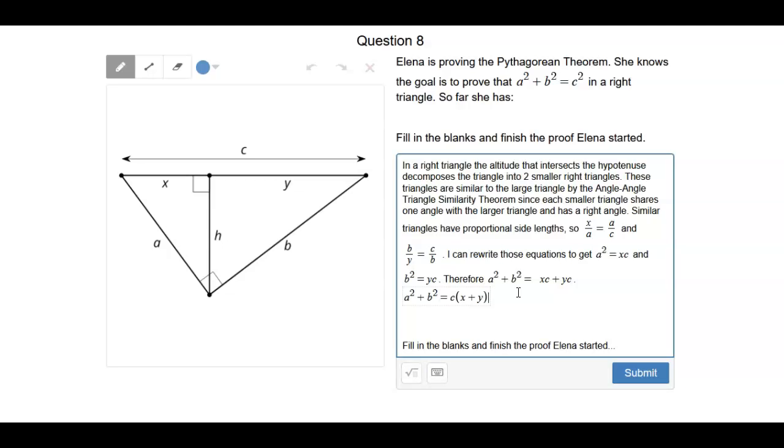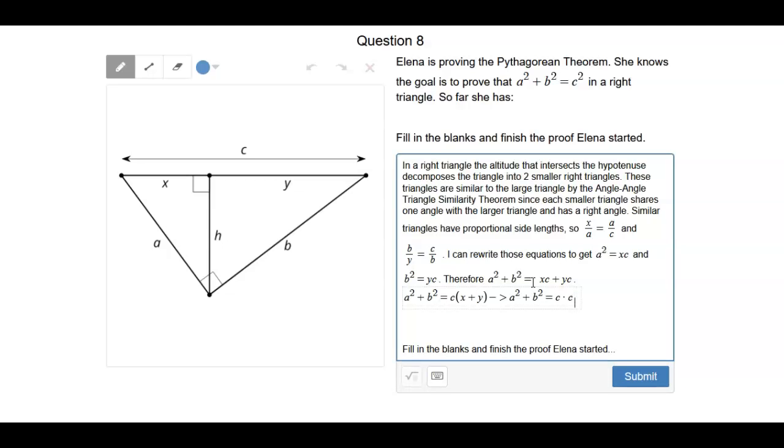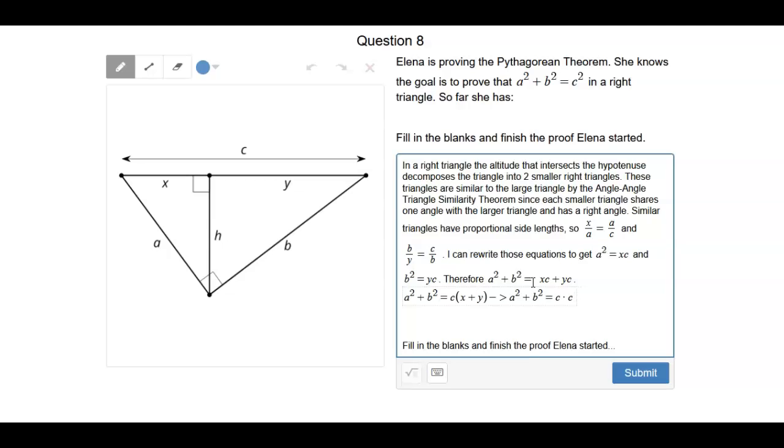Which leads us to a squared plus b squared equals c times c, which is the same thing as a squared plus b squared equals c squared.